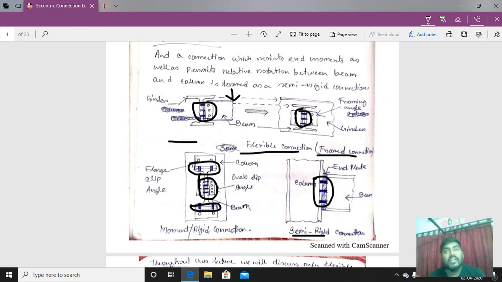So in the flexible connection, the beam column junction is only subjected to end shear force. In the moment or rigid connection, it is subjected to moment as well as end reaction, and there is no rotation between the column and beam junction. And in the semi-rigid connection, relative rotation is permitted between the column and beam joint, and it is also subjected to end reaction as well as moment.